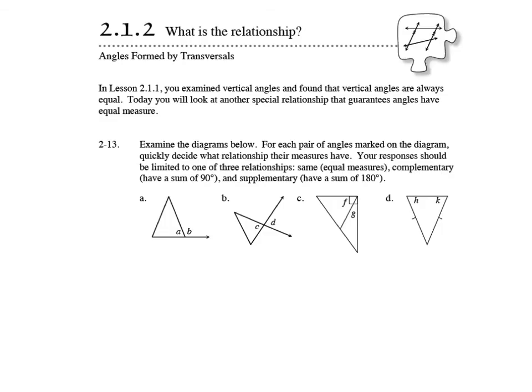So again, we're going to keep practicing with these angle pair relationships. In the second one, we are going to look at another special relationship that guarantees equal measure. I'm going to give you a quick minute here. You can pause the video, and when you're ready, press play and answer the questions for each angle pair relationship below. Decide whether the angles are the same and have equal measure, whether they are complementary and have a sum of 90, or supplementary and have a sum of 180.